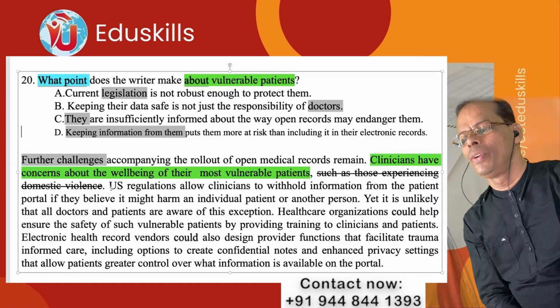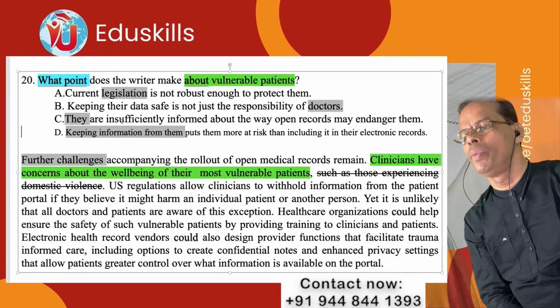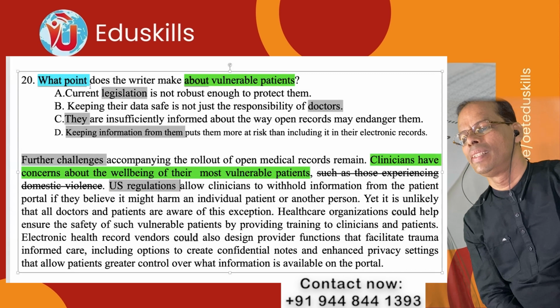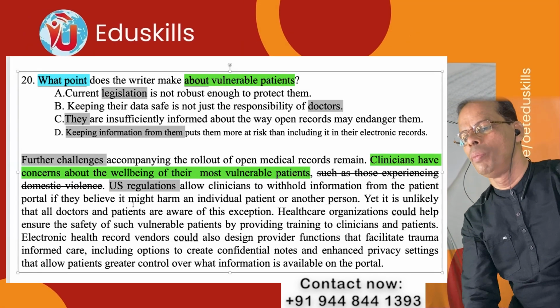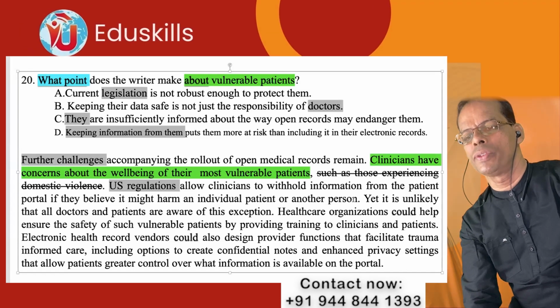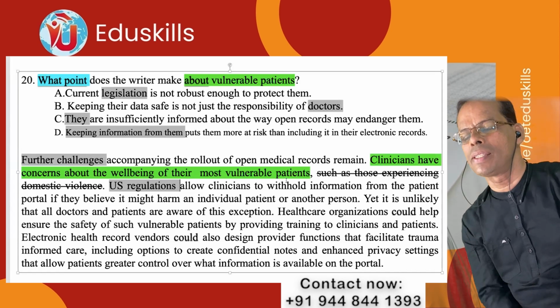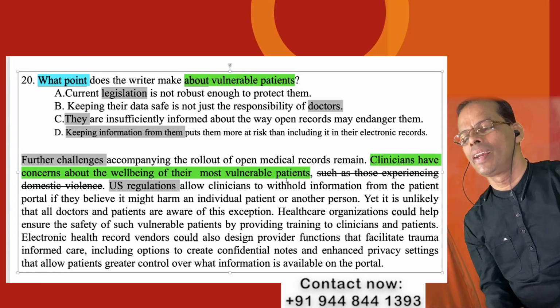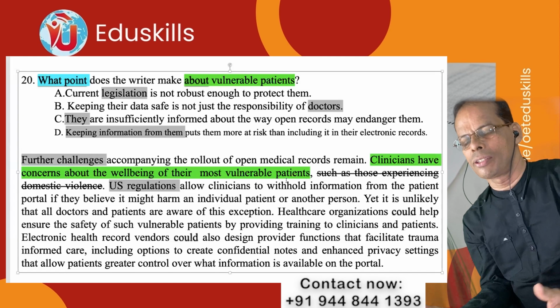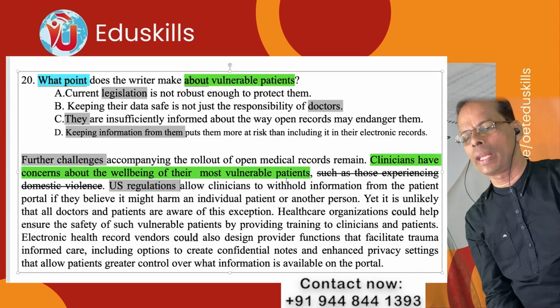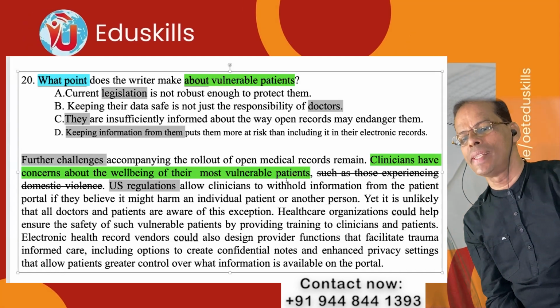Now here, US regulations. The synonym in the first option is legislation. Regulations allow clinicians to withhold information from the patient portal if they believe it might harm an individual patient or another person. That means current legislation is not robust enough to protect them? It is robust enough. That's just the opposite. US regulations say that even in case of necessity, you need not reveal these things to the patient, which means it's robust enough to protect them. There are sufficient provisions.